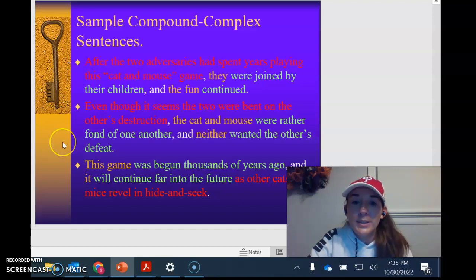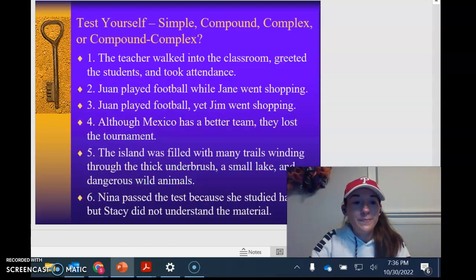So in both of these examples, we have our subjects in orange, our predicates in green, our dependent clause in red, and then our coordinating conjunction in white. This game was begun thousands of years ago, and it will continue far into the future as the other cats and mice revel in hide and seek. A cute end to our sentence sample story.